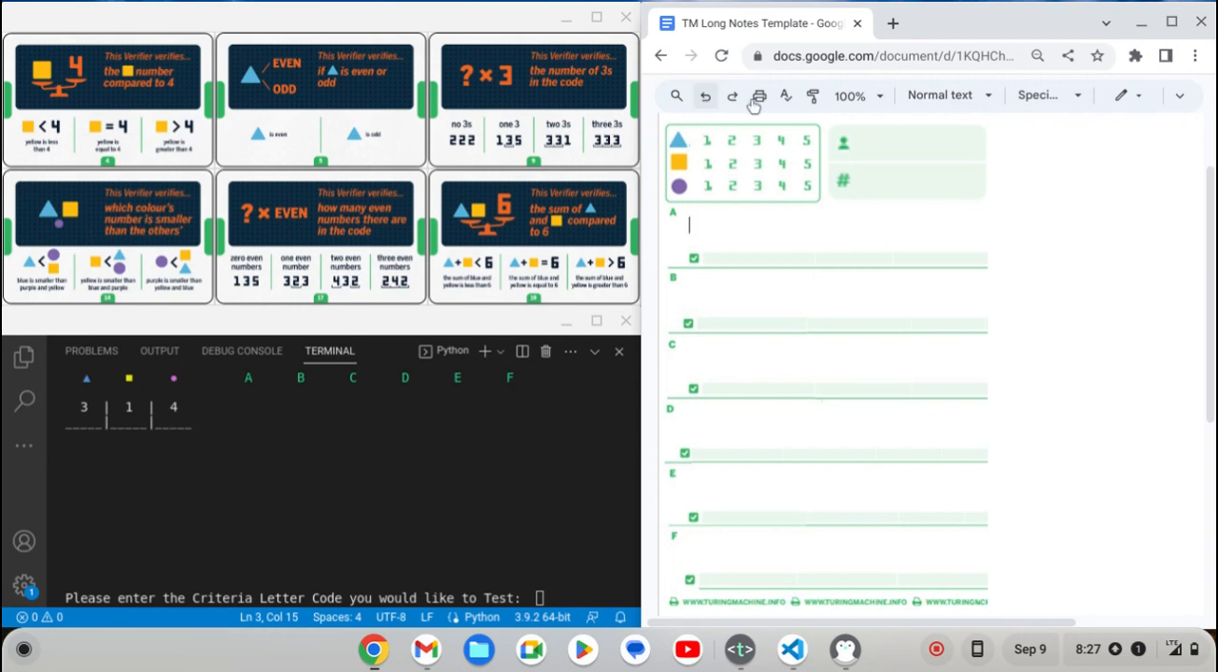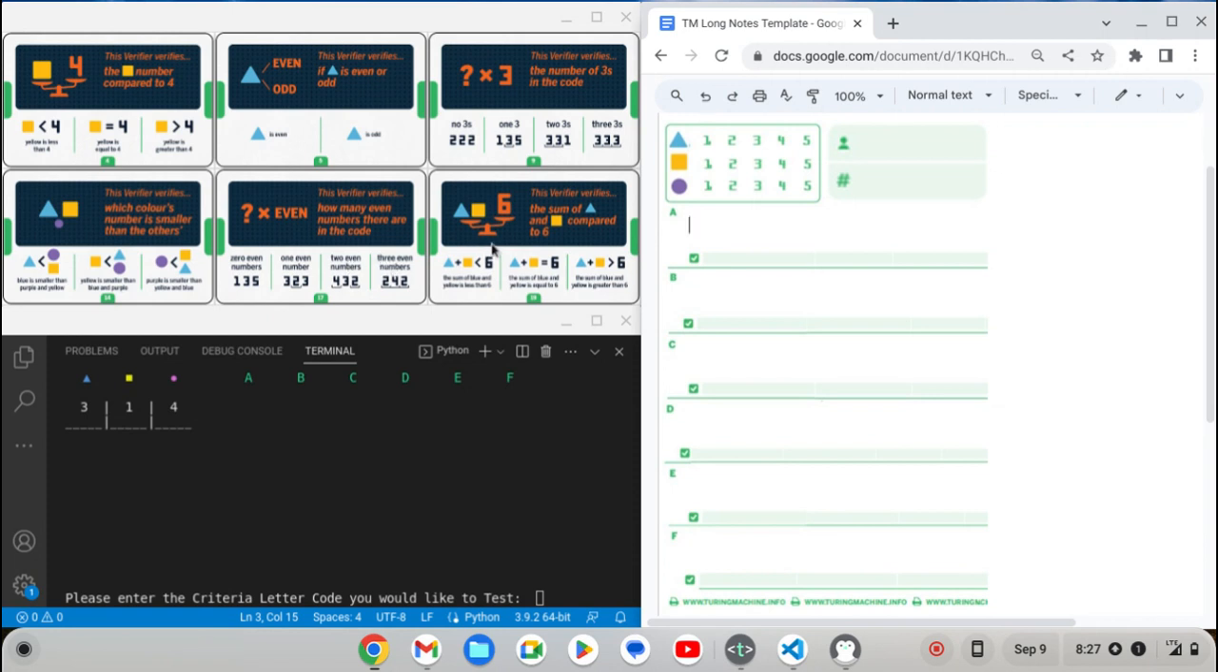Criteria card D will look at our 3 digits, triangle, square, and circle, and will let us know which one is the absolute smallest digit. Should triangle be the smallest? Should square be the smallest? Or should circle be the smallest? Criteria card E again looks at our 3-digit solution, except this time it'll let us know how many evens there are. Are there no evens? Is there a single even? Perhaps 2? Maybe even all 3 are even.